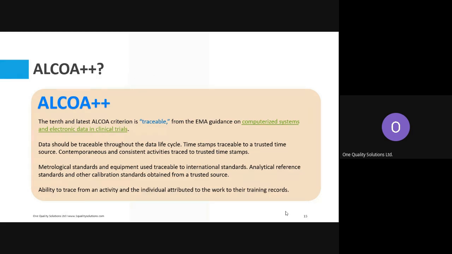Okay. So you can say this traceable criterion is covered already in the other principles of the ALCOA plus. So among the pharmaceutical professionals, there is a debate about whether a new criterion is necessary or not. Whether it is necessary or not, since it is included in the regulatory guidance documents, we should follow it. Okay. So we can go to the next slide.